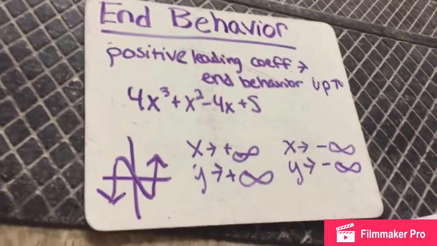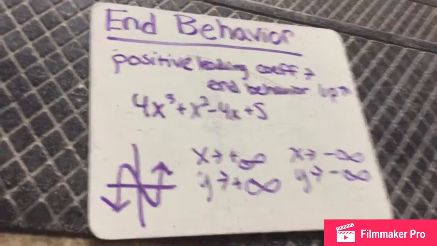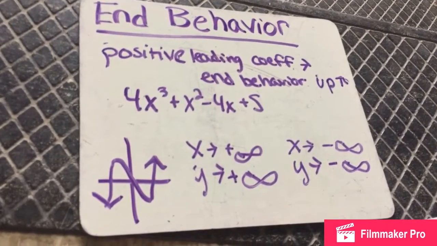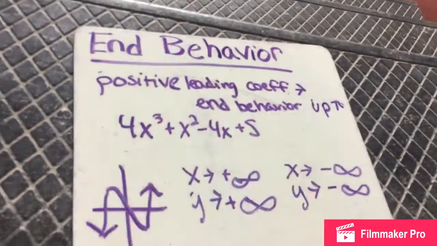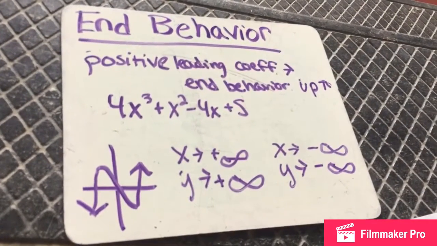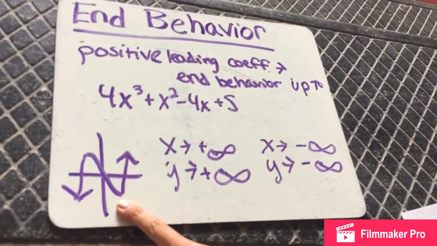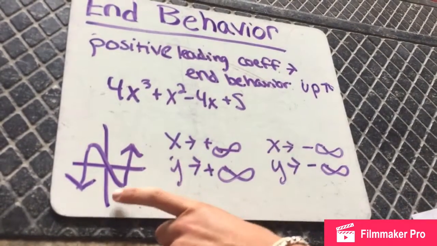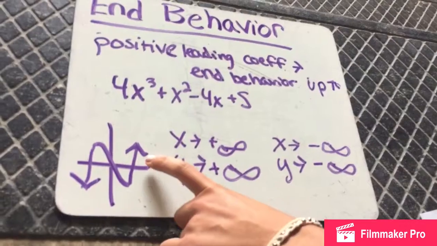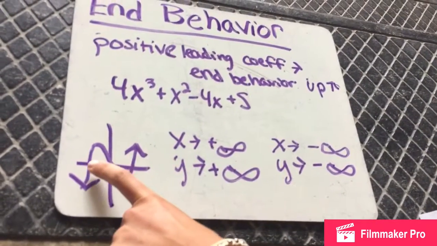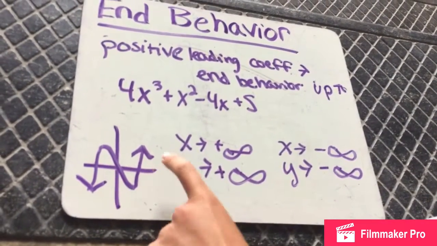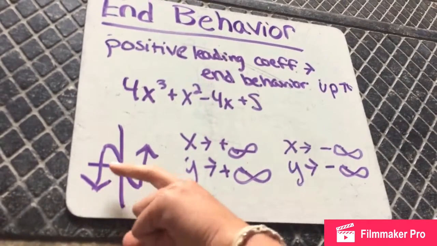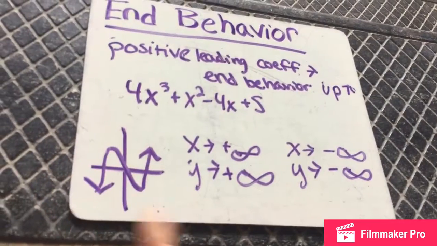So now we're going to talk about the end behavior of when you're graphing polynomial graphs. So when there's a positive leading coefficient, in this case there's a 4, the end behavior of the graph will be facing up. So this is just a quick sketch of what this polynomial would look like when graphed, and as you can see there's a positive end behavior. So in this case, as the x is approaching positive infinity, y is also approaching positive infinity, and vice versa. As x is approaching negative infinity, so is y.